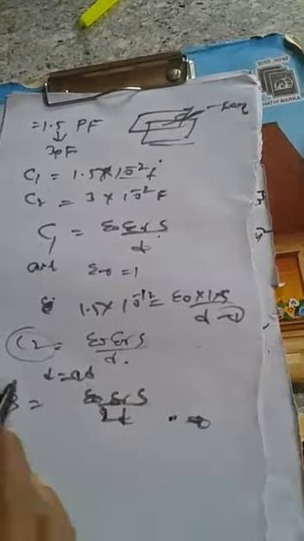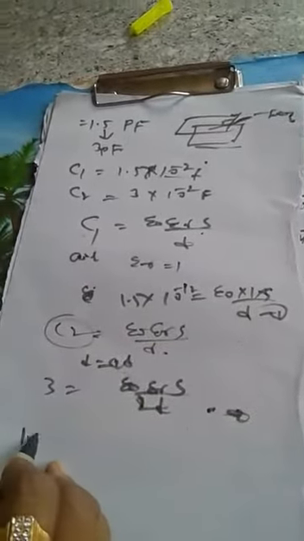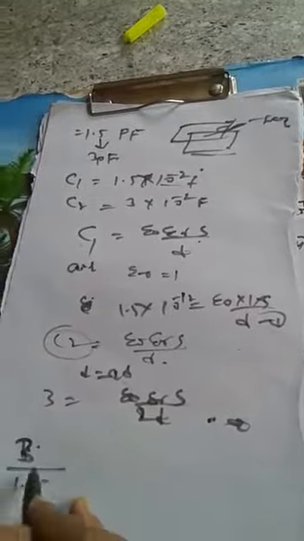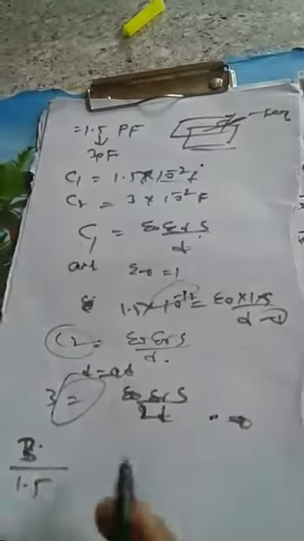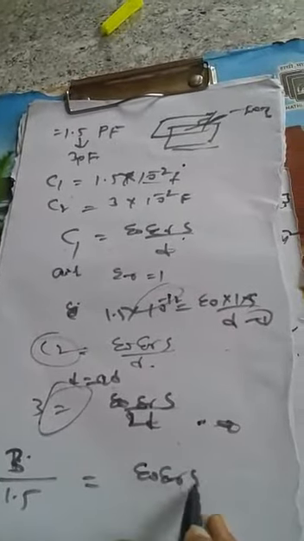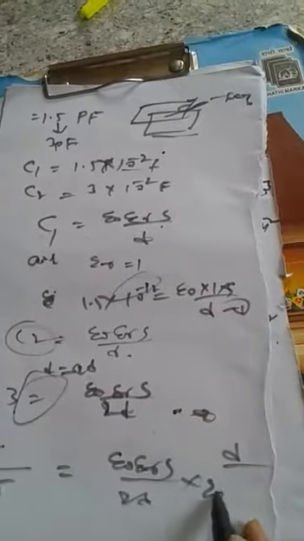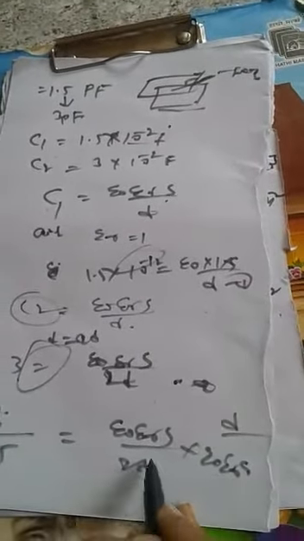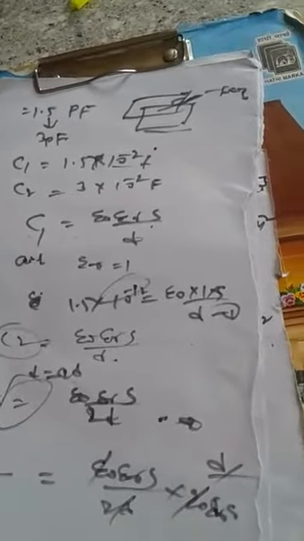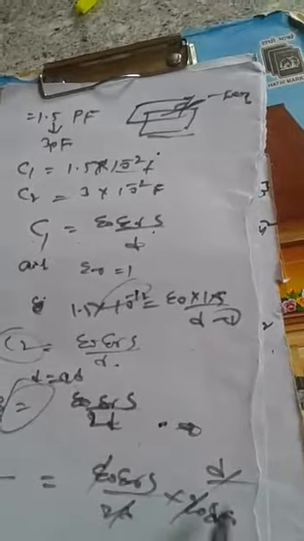Comparing these two equations, we divide equation 2 by equation 1. Equation 2 is 3 divided by 1.5, the 10 to the power minus 12 gets cancelled, equal to epsilon naught epsilon r S divided by 2D, into D divided by epsilon naught into S, where epsilon r is 1. Epsilon naught gets cancelled, S gets cancelled, and epsilon r remains.